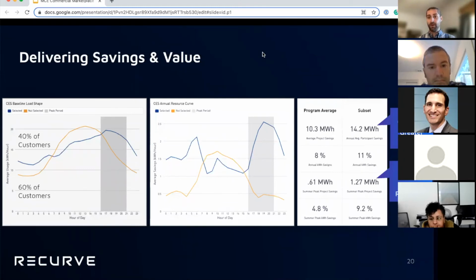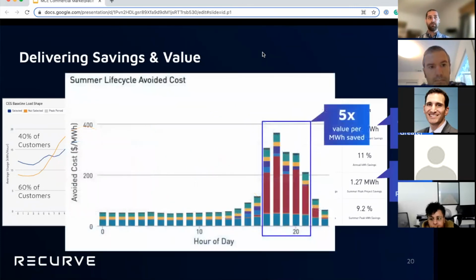But as Joey mentioned earlier, what's so special about this market model is not only that you're getting paid on the delivery of savings, it's that the time value of those savings is so important. And this is a graph from the Value Explorer on the Demand Flexibility portal. This is looking at the life cycle avoided cost for a lighting retrofit. And this is the summer version of that.